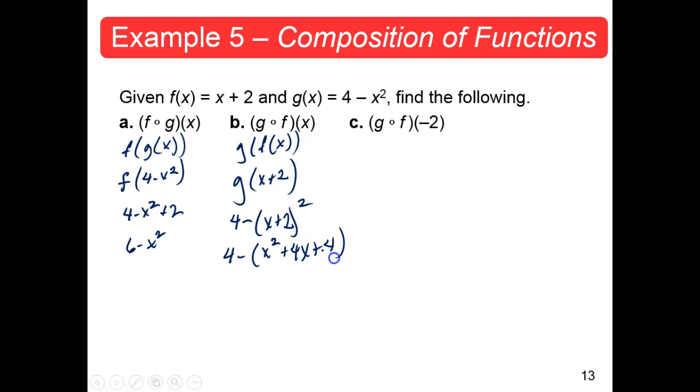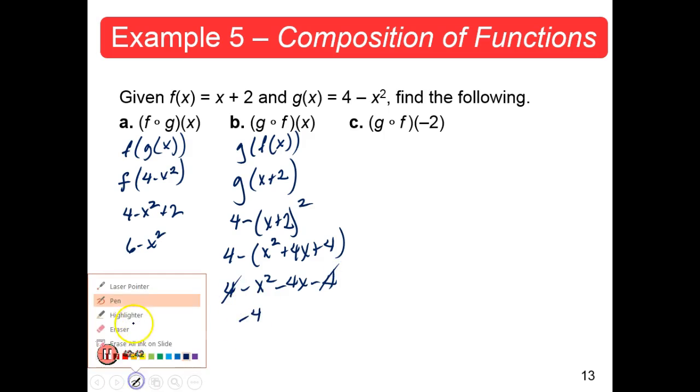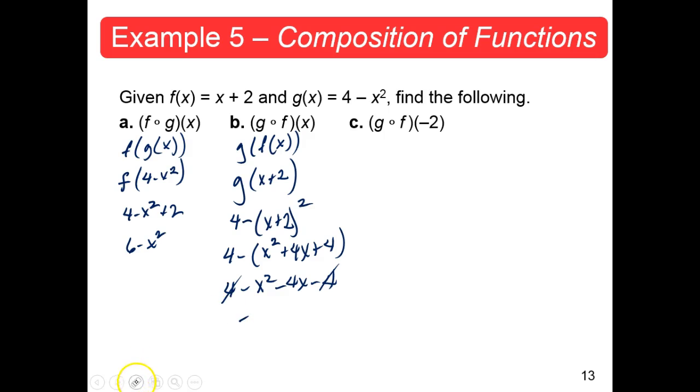Plus 4. Okay, now let's do our subtraction. What do we get? 4 minus x squared minus 4x minus 4. And what does that yield? Minus x squared. Ooh, I can't write. Continue. Minus 4x. There we have it. Now, what do you notice?